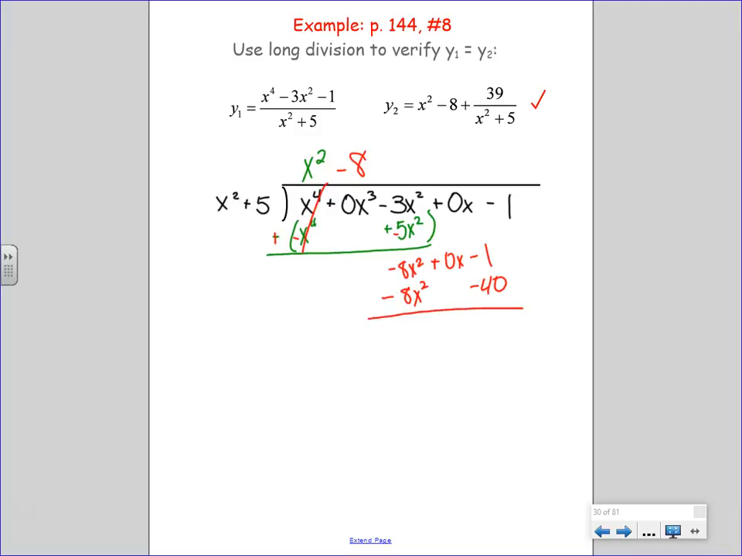That's harmless. Now, dividing, I need to subtract. Subtracting a binomial, I need to distribute the negatives. My negative 8x squared plus 8x squared is 0. The 0 plus 0 is 0, or 0 minus 0, either way. And negative 1 plus 40 is 39. Can x squared go into 39? No. So therefore, who is he?